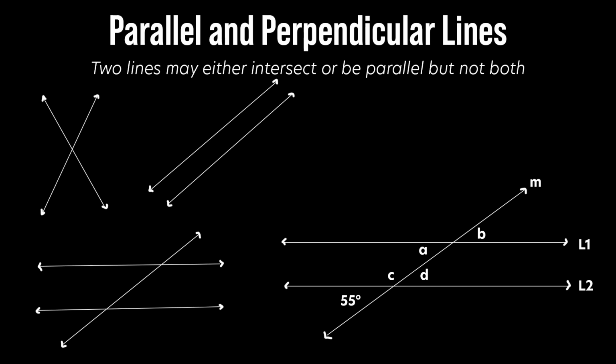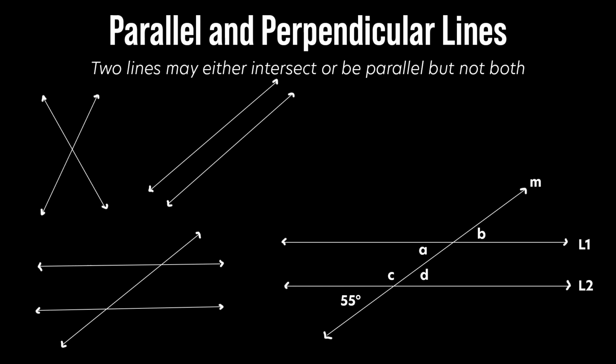Today we're going to learn about parallel and perpendicular lines. Two lines may either intersect or be parallel, but not both. So in this first example, we have intersecting lines. We know they're intersecting because they form four angles.